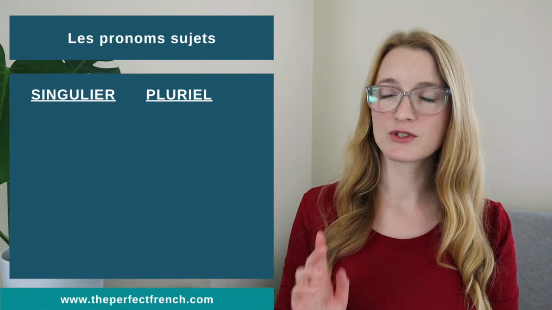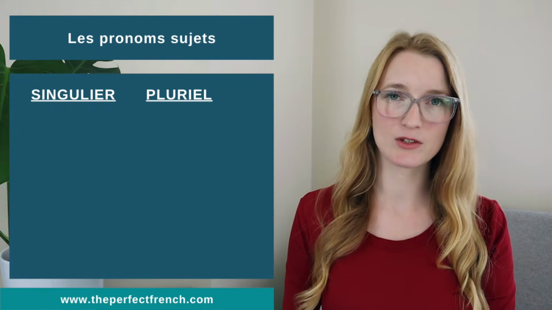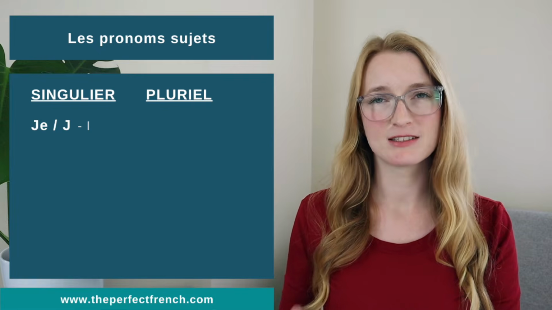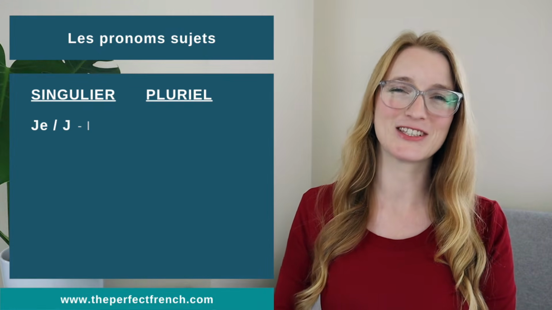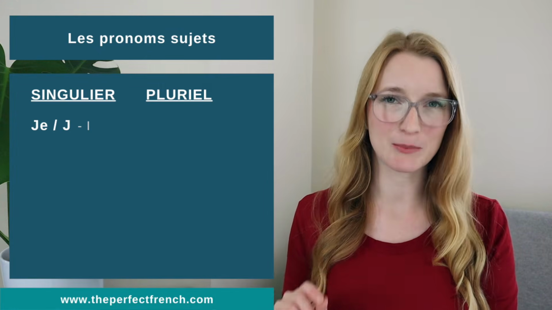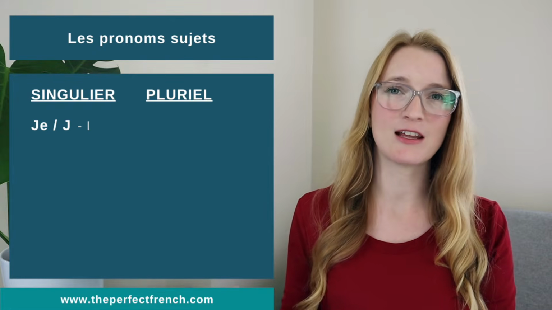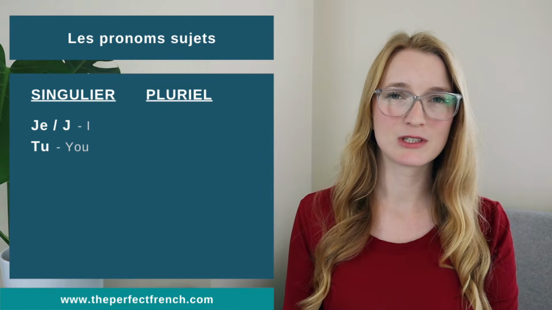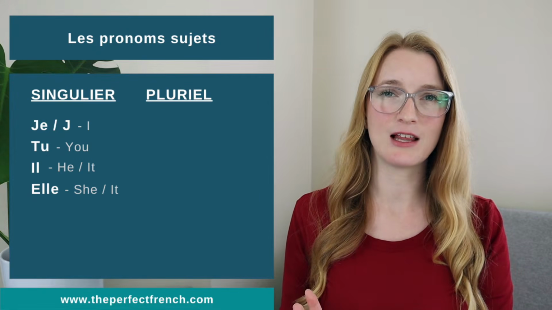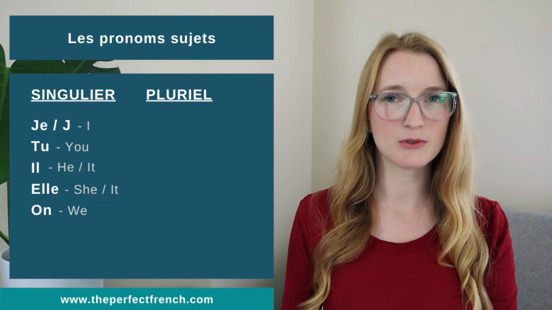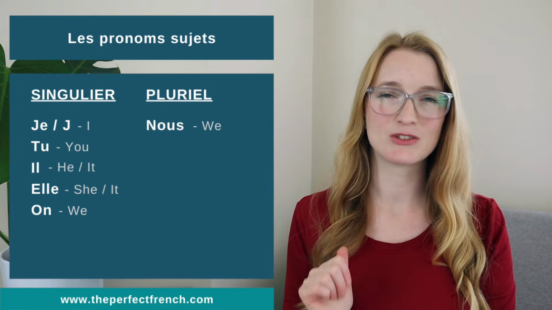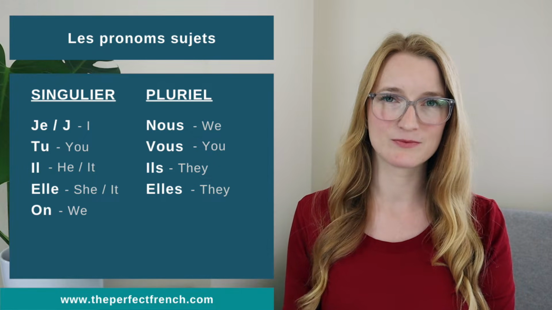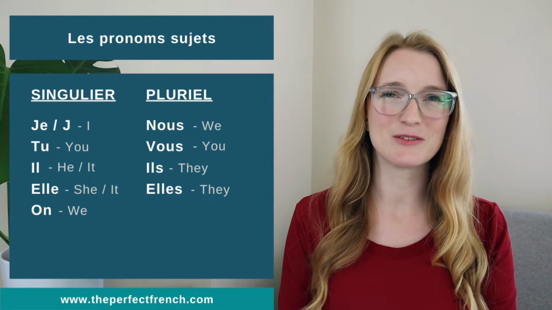So let's see both. For singular, singulier, we have je or j', depending on whether the following verb starts with a voyelle or a silent H, then we'll have j'. Consonant and H aspiré is going to be je. We'll come back to that. Tu, il, elle, on. And then the plural, pluriel, we have nous, vous, ils, elles. So we have a little bit more than you in English.